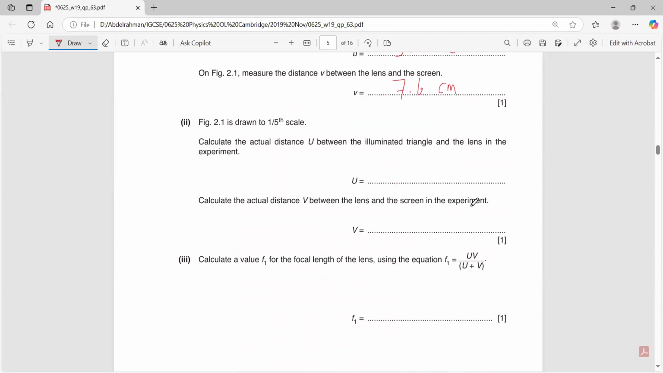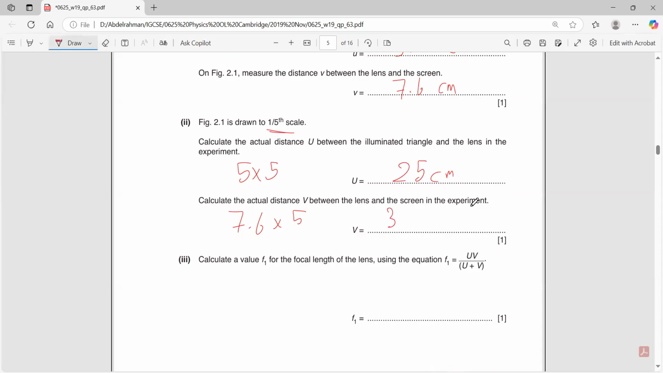Figure 2.1 is drawn 1/5 the scale. Can I find the actual distance u and the actual distance v? Yes, just by multiplying by 5, because it's 1/5 the scale. So 5 times 5 is 25 centimeters, and 7.6 times 5 is 38 centimeters.